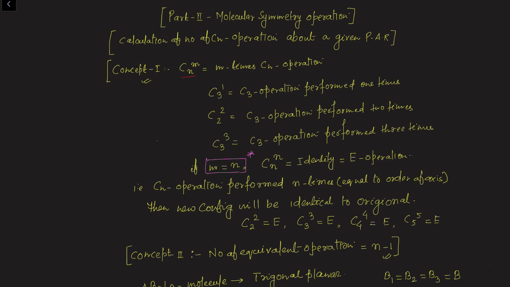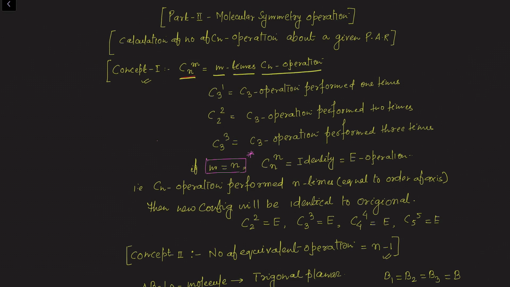The first concept is Cn operation raised to the power m. What is the meaning of Cn raised to the power m? The meaning is that we are doing the Cn operation m times. What is the meaning of this m times of Cn operation?